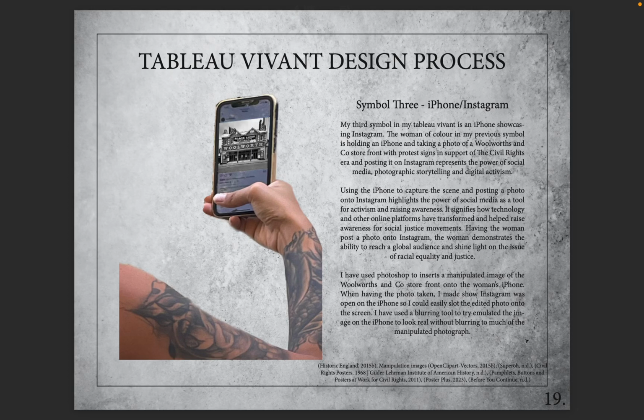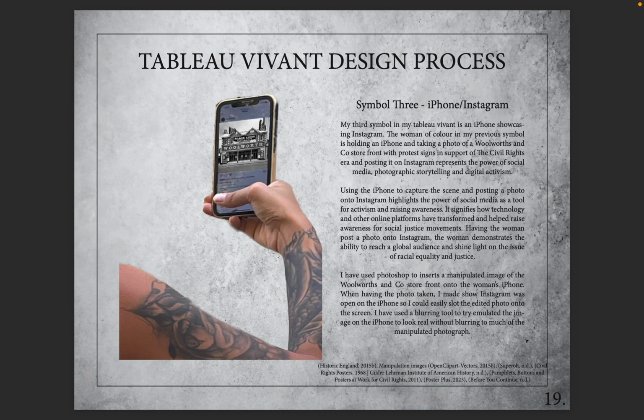My Tableau Vivant design process continues, and I am now going into my symbol 3, which is the iPhone and Instagram. My third symbol in my Tableau Vivant is an iPhone showcasing Instagram. The woman of color in my previous symbol is holding an iPhone and taking a photo of a Woolworths & Co. storefront with protest signs in support of the civil rights era, and posting it on Instagram represents the power of social media, photographic storytelling, and digital activism.